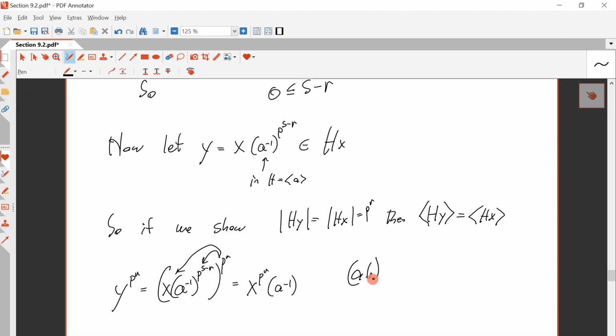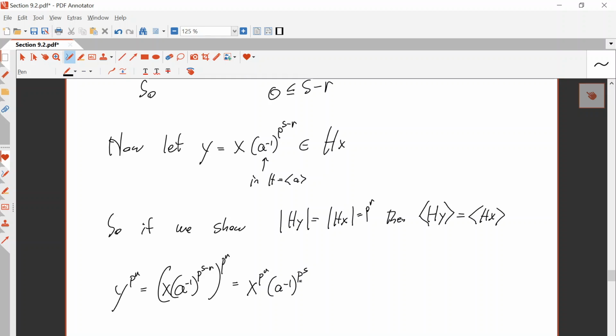Right, (ab) to the c in groups was a to the c, b to the c. I'm sorry, in abelian groups, (ab) to the c is a to the c, b to the c. So I'm just doing that here, right? So it's x to the p to the r, and this thing to the p to the r. So I'm going to multiply p to the r by p to the s minus r, and that's just going to be p to the s.